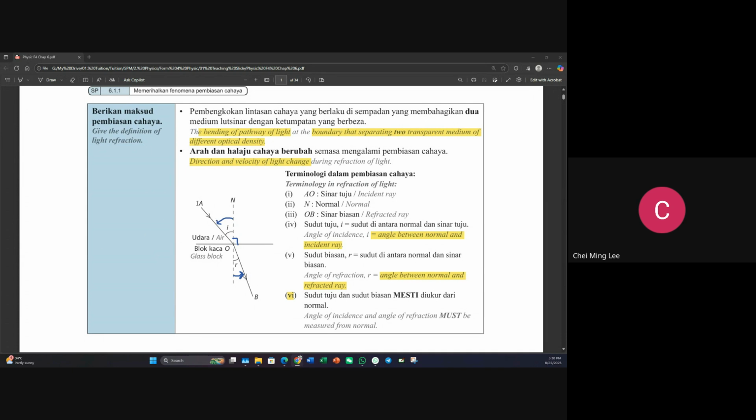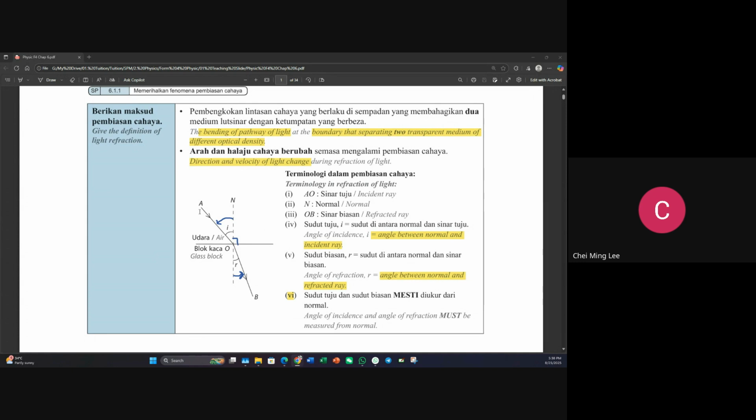Means that when it goes from low optical density to high optical density medium, okay, the refracted light will go nearer to the normal line. So the direction and velocity of light change during the refraction of light.